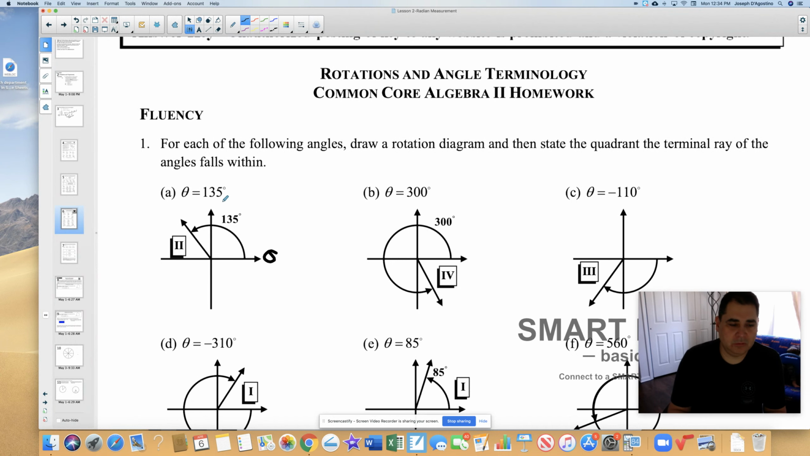That's 0. This is 90. This is 180. This is 270, and this is back to 360. And you keep on going if you want.